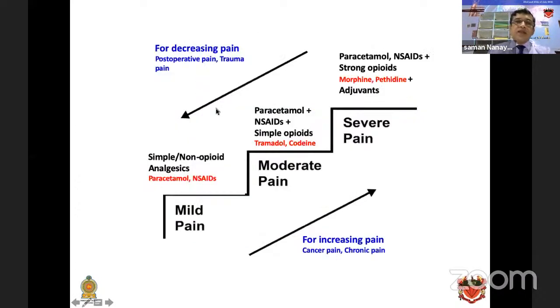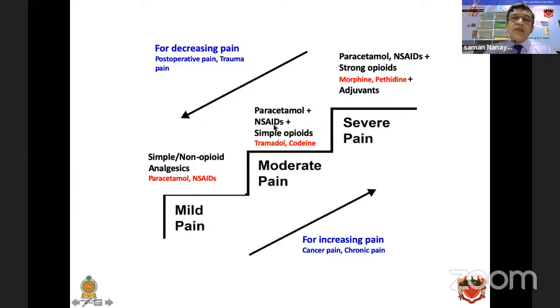Right, so I want to share another important diagram which you are very familiar with: the WHO pain ladder. As you can see, it's a ladder, climbing up or climbing down. When you have a patient with severe pain, start from the top of the ladder. Give a dose of morphine together with paracetamol and an NSAID. Once the patient's pain is controlled, you can come down.